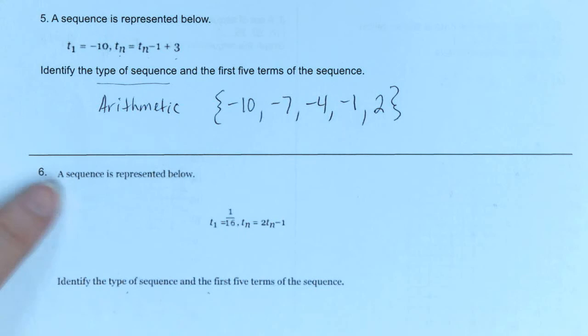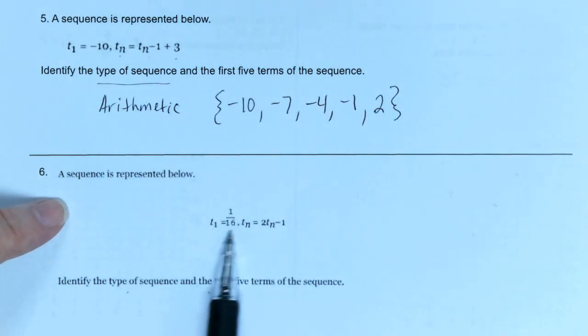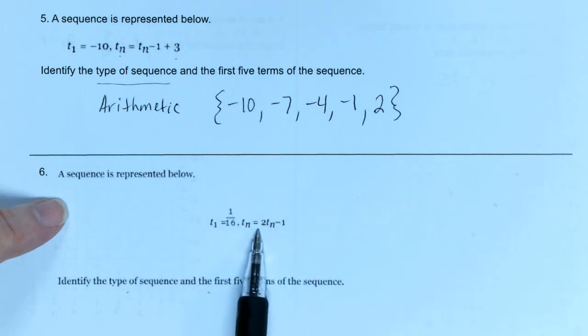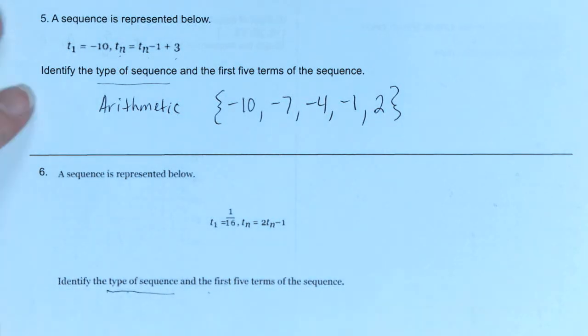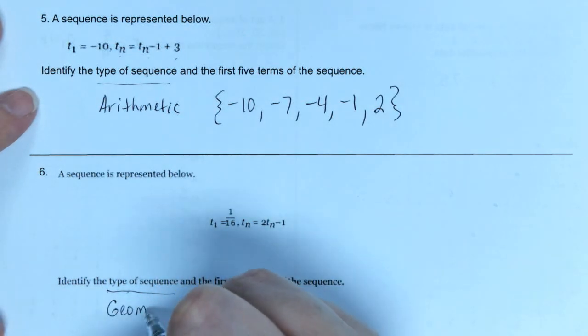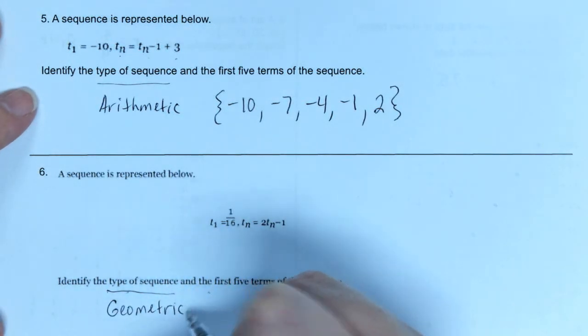Okay. All right, this one says the sequence is represented below. It tells you the first term is 1 over 16, and it tells you to get the next term you multiply by 2. See how there's a 2 in front? Remember, when there's 2 in front of something, it means multiply. So if we're multiplying, what type of sequence is it? Geometric. And it also wants the first 5 terms.